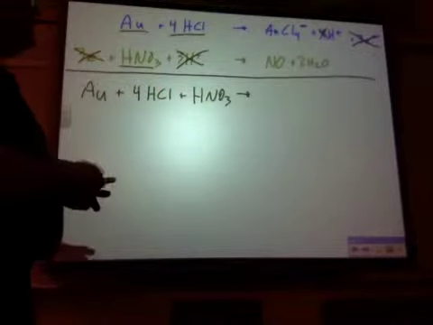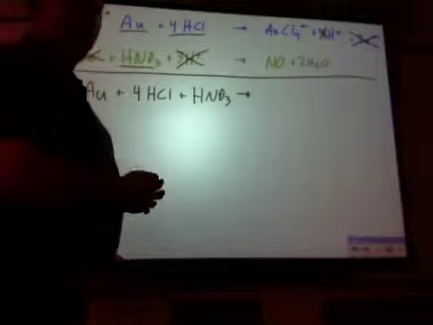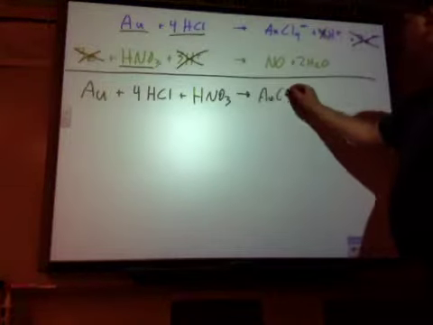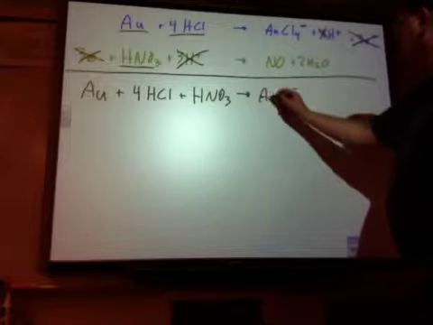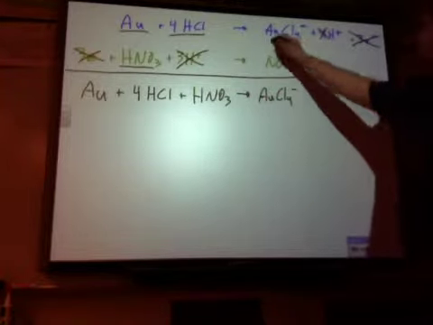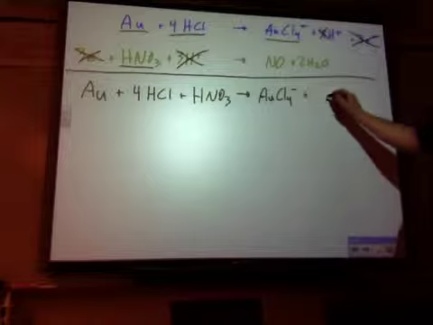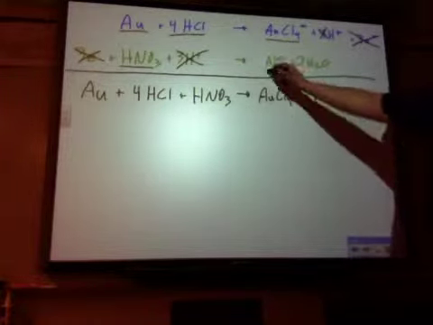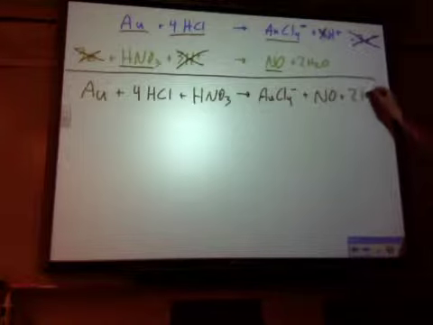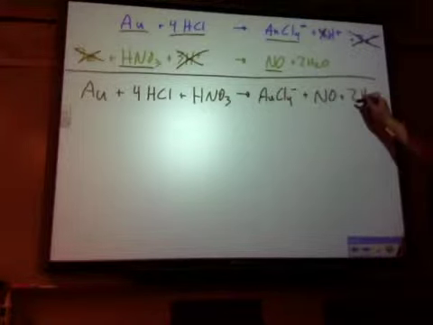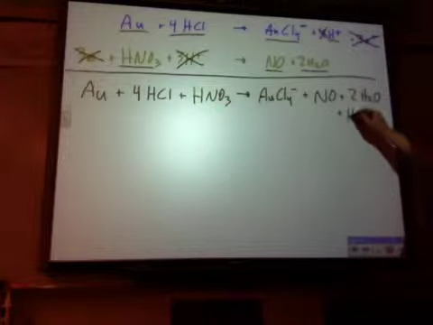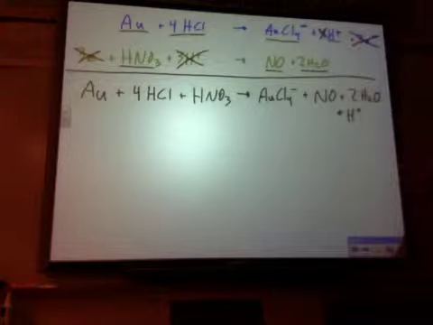So on the other side, we have AuCl4 minus, so that's there, and we have nitrogen monoxide, that's there, and we have 2 H2O, and we have an H+. Okay?